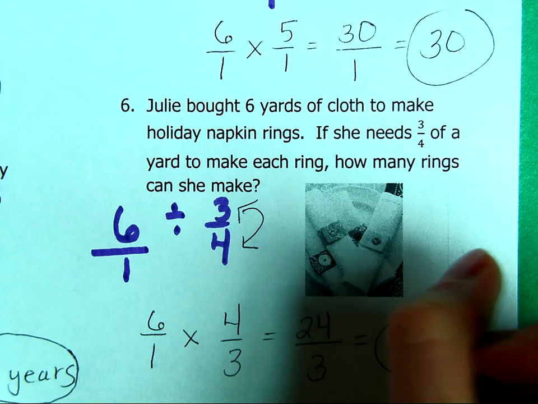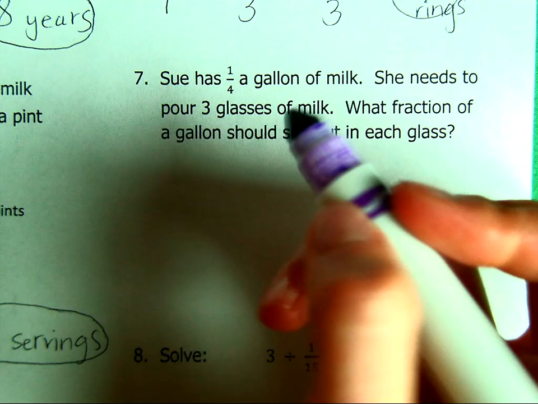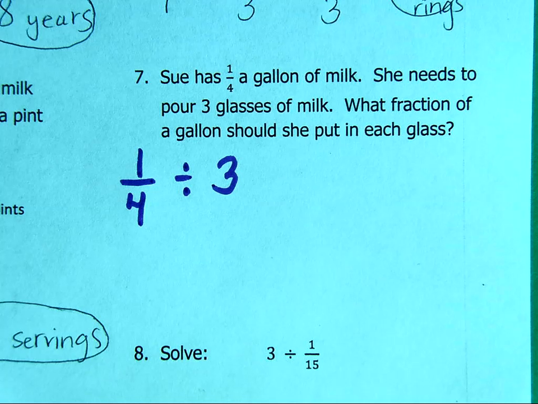Number 7. Sue has 1/4 a gallon of milk. She needs to pour 3 glasses of milk. So she's taking this 1/4 of a gallon and she's dividing it between 3 glasses. I'm going to turn this 3 whole into a fraction by drawing a line and putting a 1 underneath it.